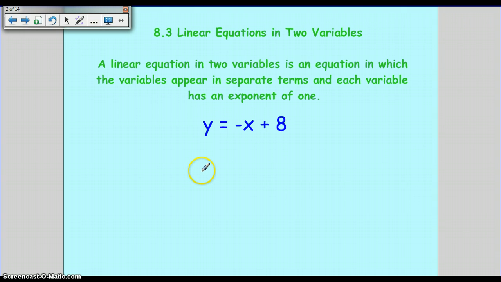That's his collar. The exponents are 1 here and here. We don't write the exponents in math class when they're 1, so you will not see the exponents when they're 1.